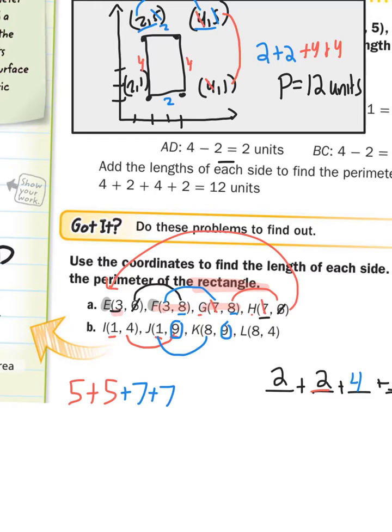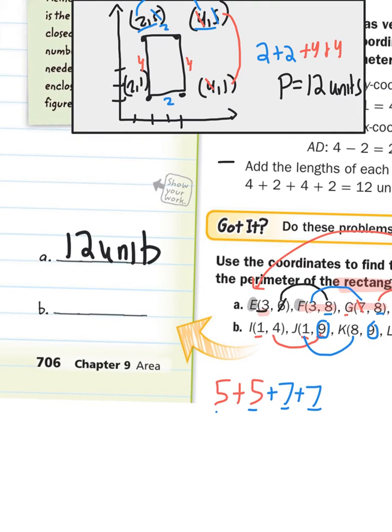So that's really as far as I need to go to find the perimeter. If I add these up, 5 plus 5 plus 7 plus 7, they will add up to 24. So my answer to B is 24 units. Notice it's not square units because it's just perimeter. All right, so let's go on to the next page.